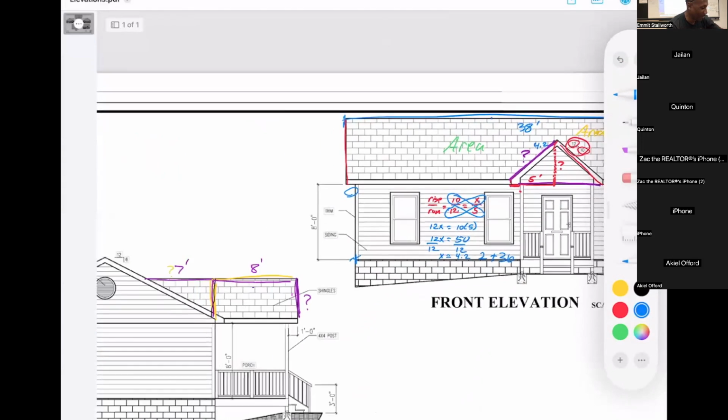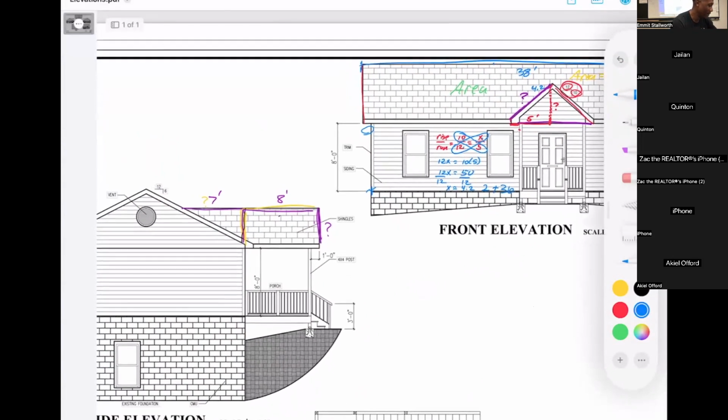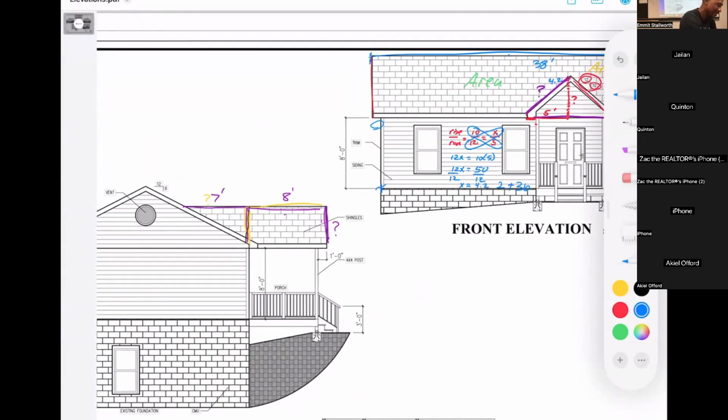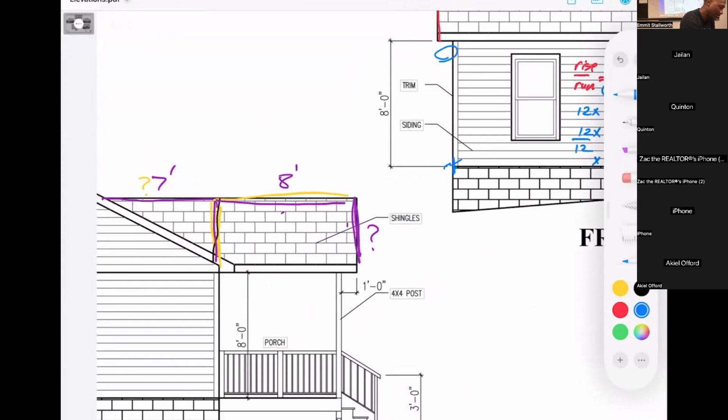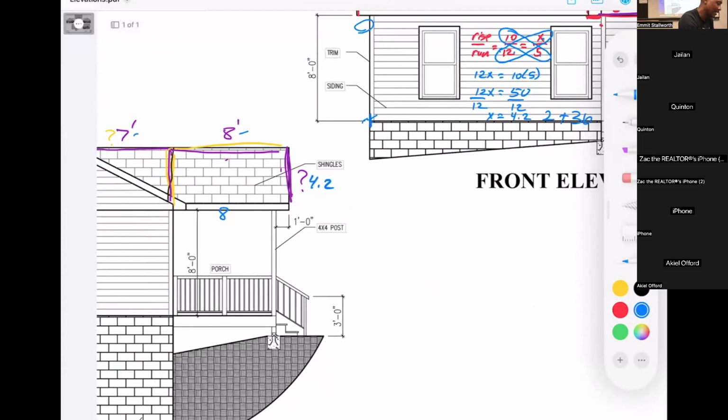So let me transfer it over here now. This right here is gonna be 4.2. That's 8. We got that. That's 7. This right here is 8. If you guys can see, this is actually making what you call a rhombus. This right here is called a rhombus, guys.